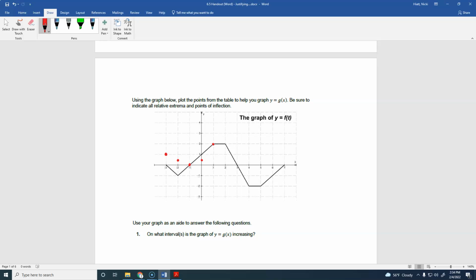Then where did it go after that? 4? Yes. 2 is 4, 4, 5. 4, and then it repeats. So you back up. Like so. So we're just graphing those points from the table that we just made.